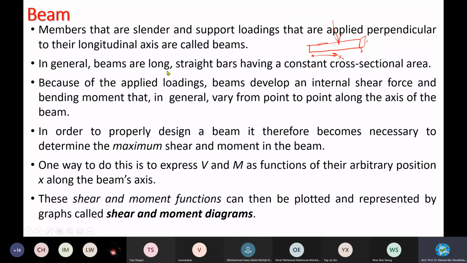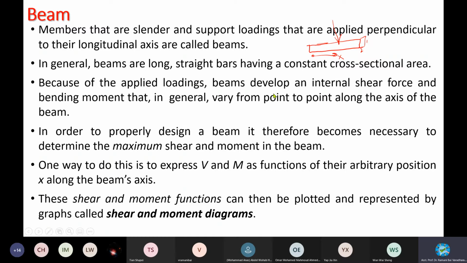Right. In general, beams are long straight bars having constant cross-sectional area, mostly constant, not much varying unless there is a requirement or the supplies are like that. They only supply, up to today, only rectangular beams. Tomorrow also square beams. Then you need to customize or do some kind of joint work so that it will be continued with square beams tomorrow onwards in the construction.